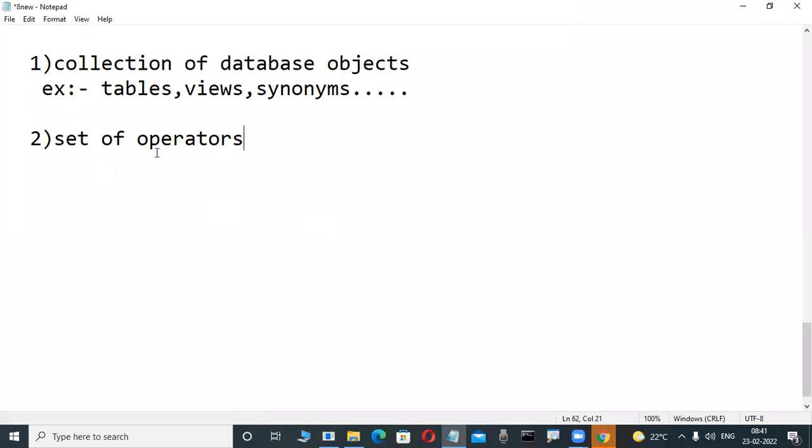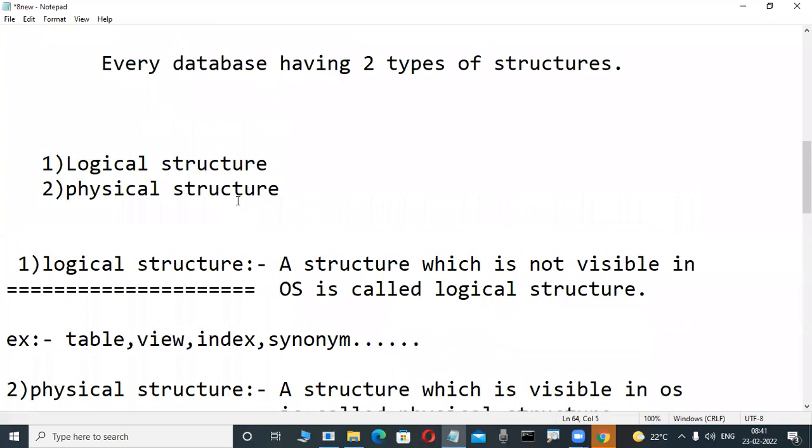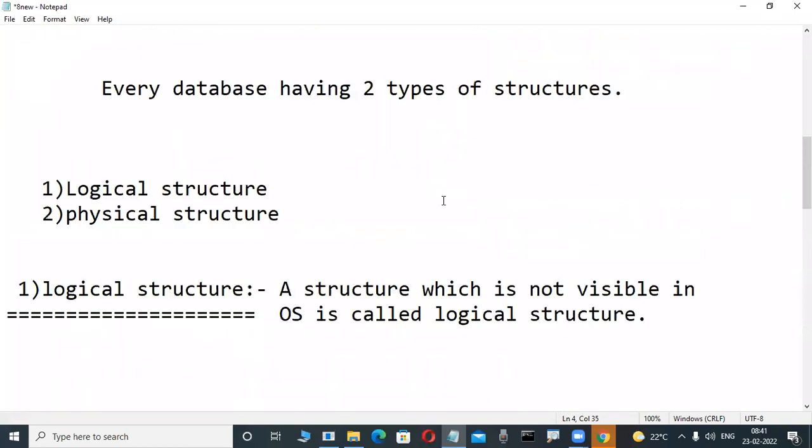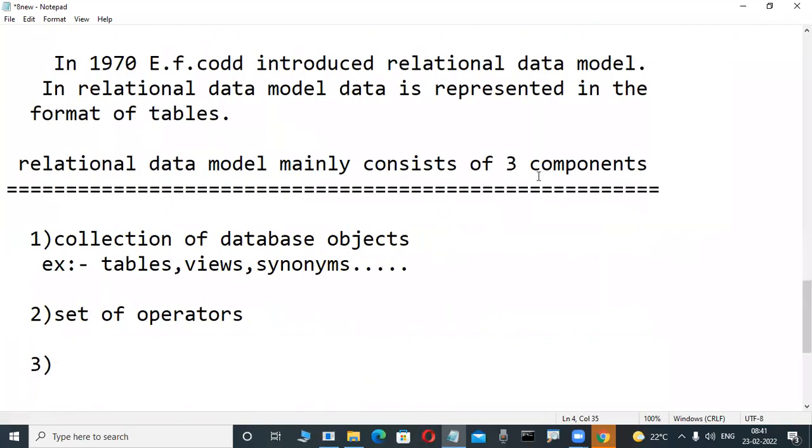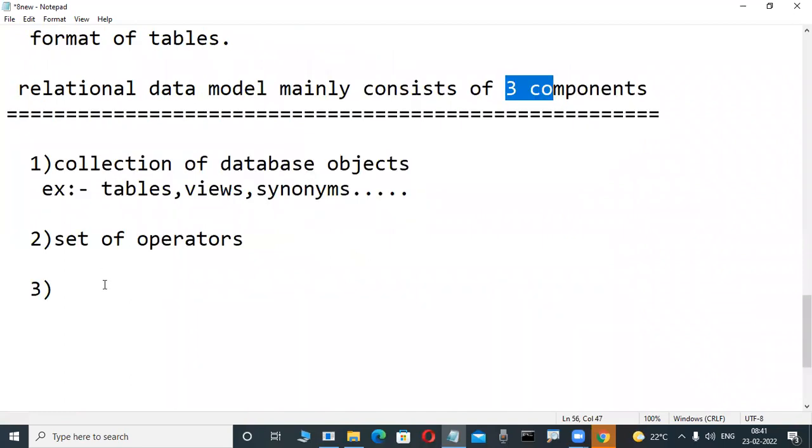No, not only that. The third one is very important. So many fellows don't know this. That's why they fail in interviews and are also unable to handle projects easily. So what is that? The third component is the most powerful. Relational data model products, any product we observe, work based on a set of integrity rules. Very, very, very important.